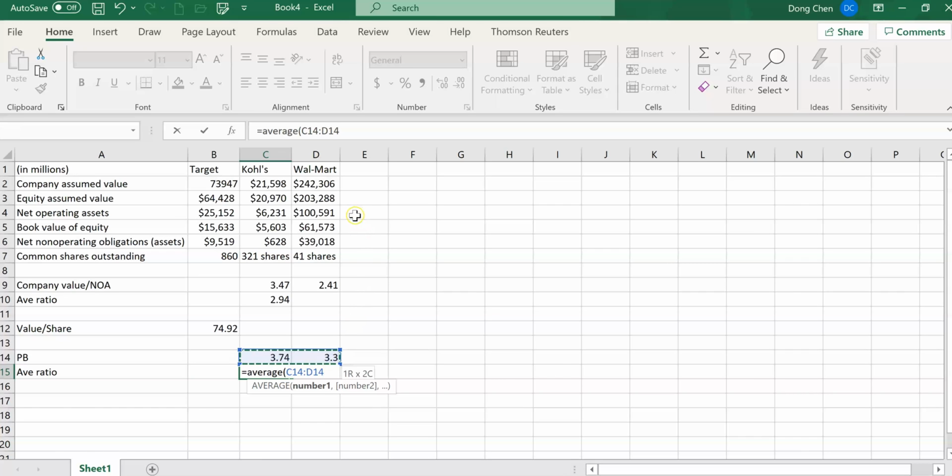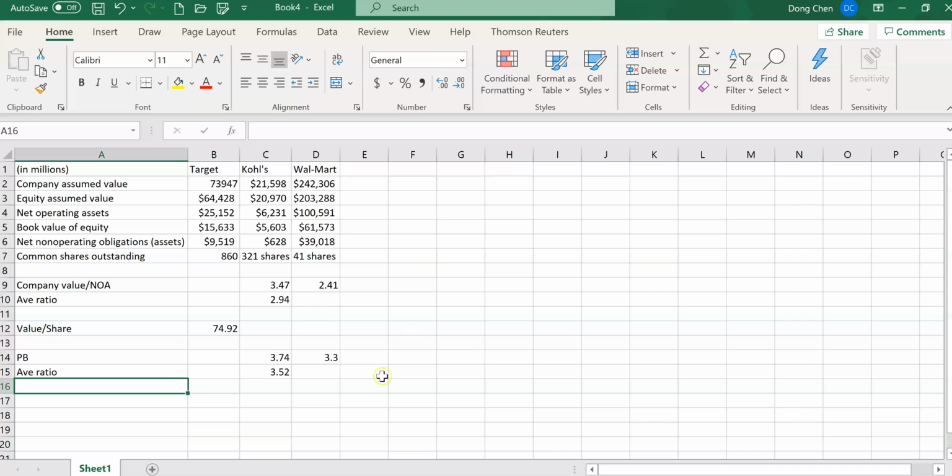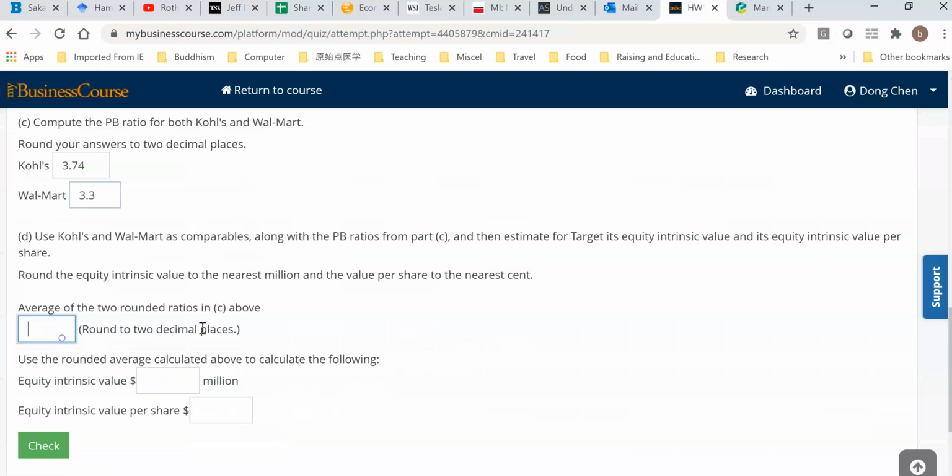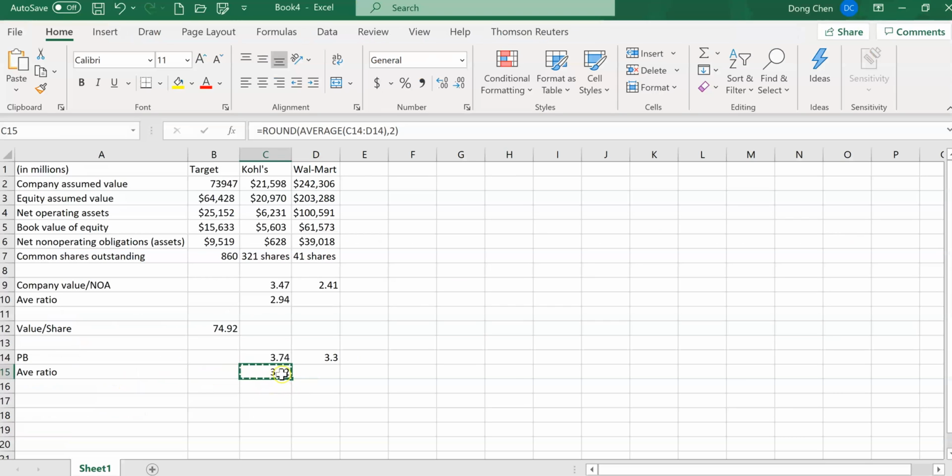In this case, I do need to use the round function because you can see that without round, we actually will have 3 decimal places. So this will give me 3.52, and then copy that number back and use the rounded average calculated above to calculate the following: equity intrinsic value. So now I can just directly bring this ratio back to our own firm, Target.